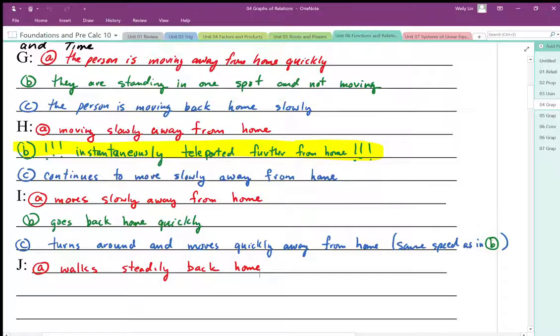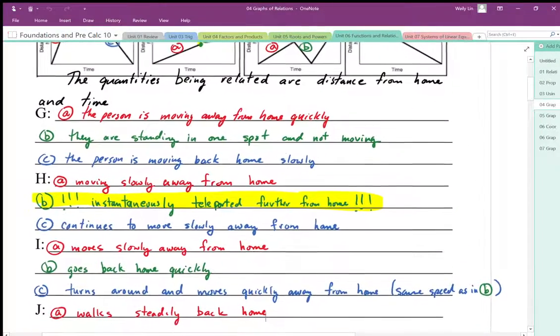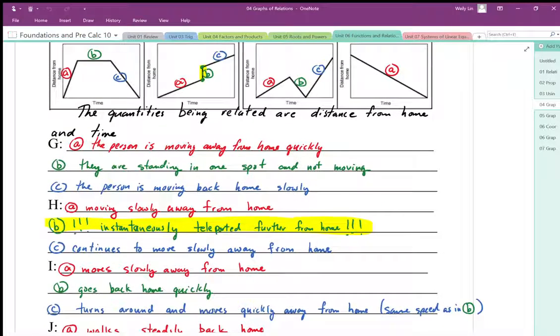And then lastly, the last graph really is just a steady walk. He's back home. Nothing's really changing, just moving at the same speed all the way home. That one's kind of boring. So these are some ways we can describe these graphs. There are other ways you could have done this, and you could have come up with different scenarios here. But essentially we want to understand how to interpret these graphs.